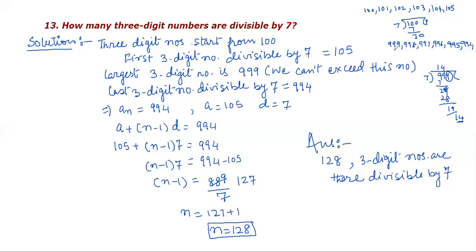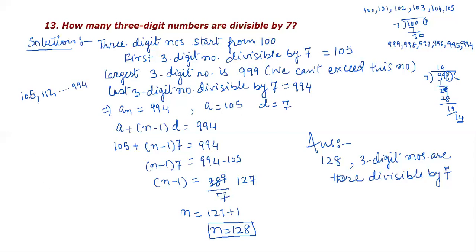So either by decreasing one by one or dividing roughly and getting the answer, which one will be the last number to be divisible by 7? Now, the last number, that means your AP will start from 105, and it will move in an increment of 7 because the numbers are divisible by 7. So the next number divisible by 7 will be 112 and so on, and the last number will be 994.